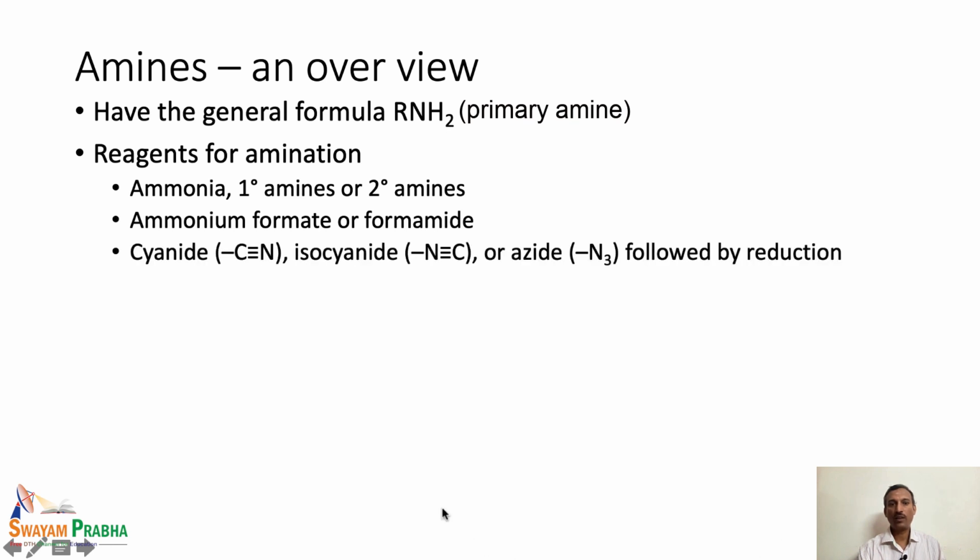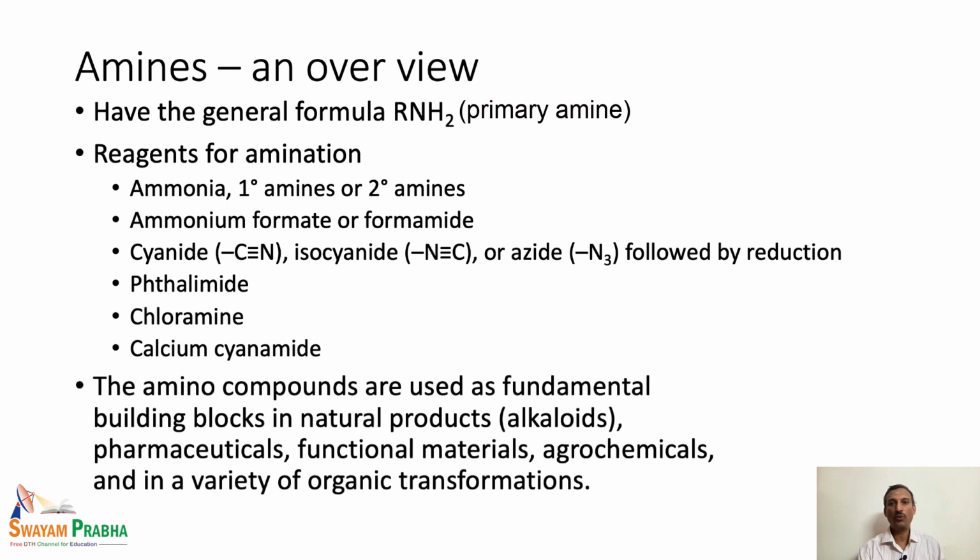In some reactions, we can also use cyanides, isocyanides or azides followed by reduction. Also, some of the reagents which are used for amination reactions: phthalimide can be used, chloramine can be used, calcium cyanamide can be used. These are the various reagents which can be used in the amination reactions.